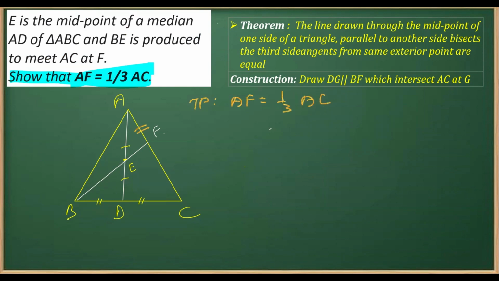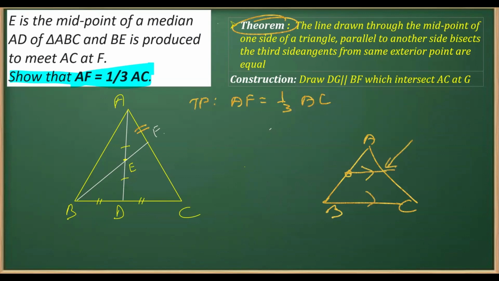As I said in the beginning, this is based on the converse of the midpoint theorem, which says that the line drawn through the midpoint of one side of a triangle, parallel to another side, bisects the third side. That means here this is bisecting. So this is the property.